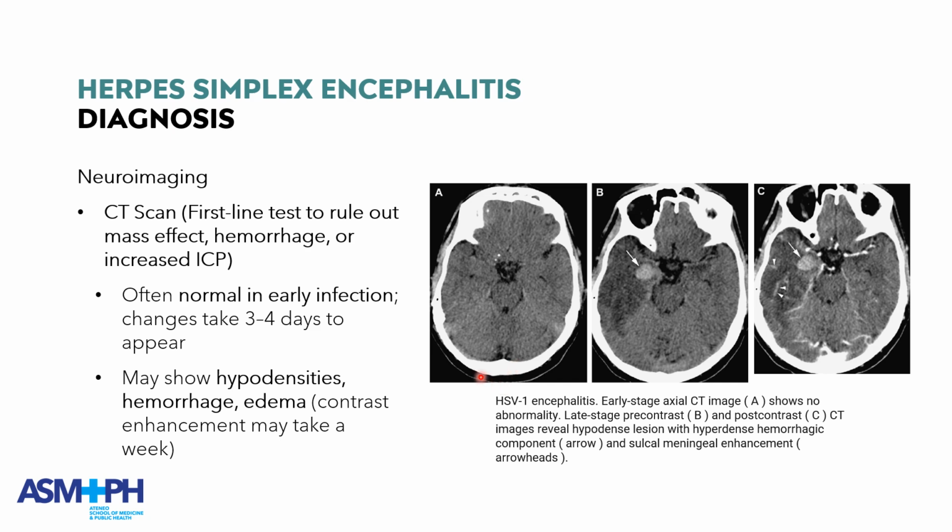So this is a patient with HSV encephalitis. Picture A is an early stage CT image which shows almost no abnormality. And picture B is late stage pre-contrast, showing a hypodense lesion with a hyperdense hemorrhagic component. And sulcal meningeal enhancement was seen during the contrast imaging.